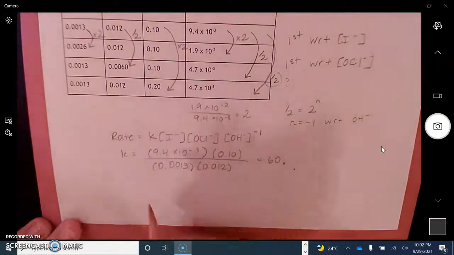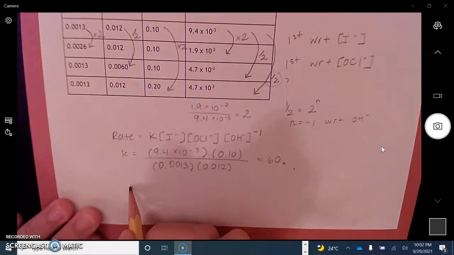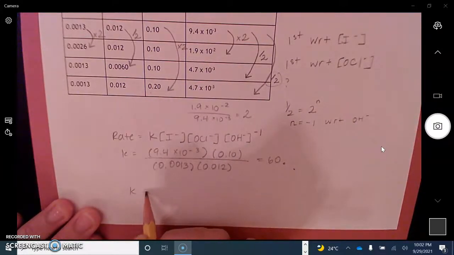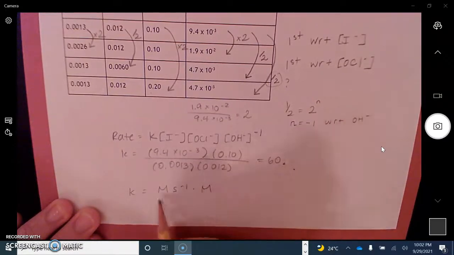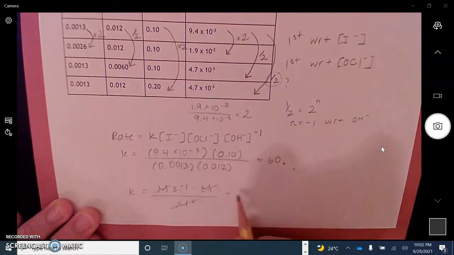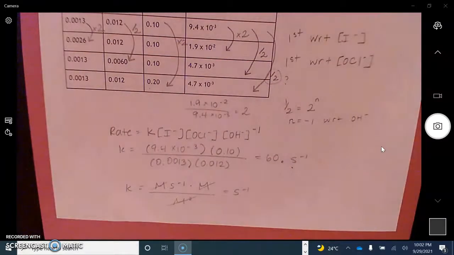And units. Ooh, interesting one for units, eh? So K is rate times another molarity divided by molarity squared. So all the molarities cancel, seconds to the -1. And that's that.